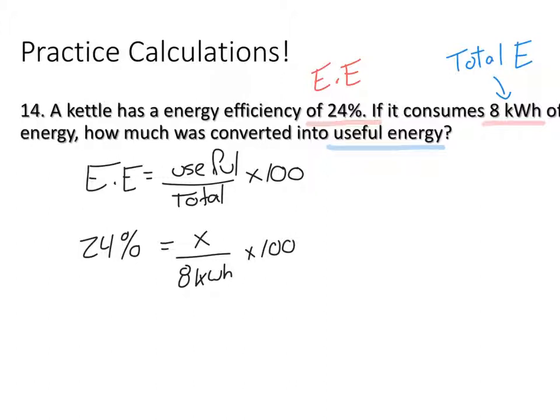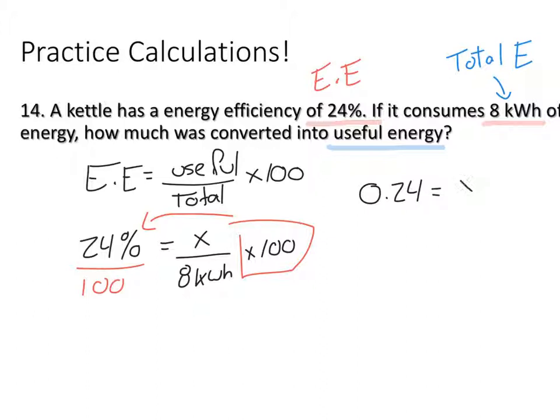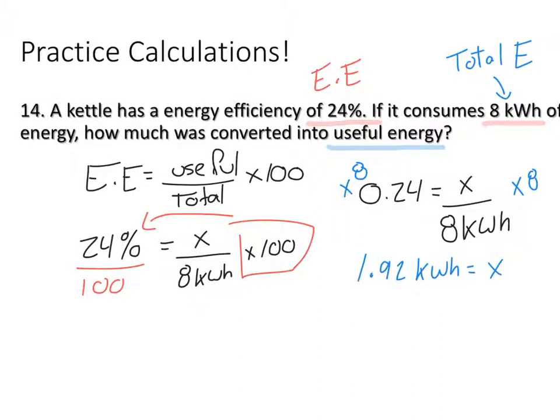Now the first thing that I'm actually going to want to do is get rid of this times 100. So again, when we bring a multiplication to the other side, it turns into a division. So we would get 0.24 is equal to X over 8 kilowatt hours. And again, when you're trying to get rid of a division, we multiply both sides by 8, and we would get our final answer of 1.92 kilowatt hours equals X, which again is our useful energy.